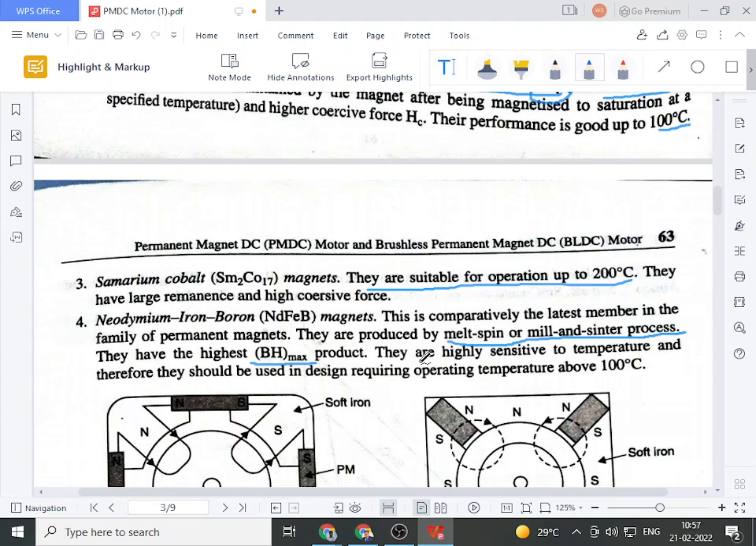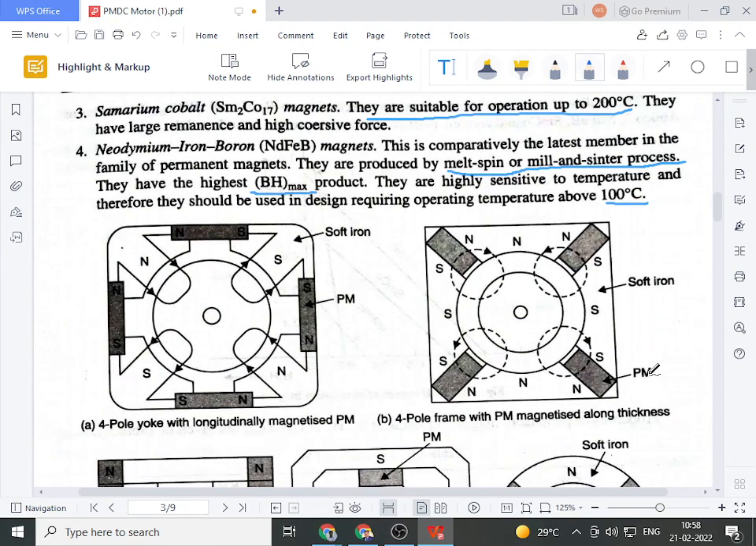These magnets are generally highly sensitive to temperature, and therefore they should be used in designs requiring operating temperature only up to 100 degrees Celsius. So these are very temperature sensitive, so we can use these magnets up to 100 degrees Celsius only.